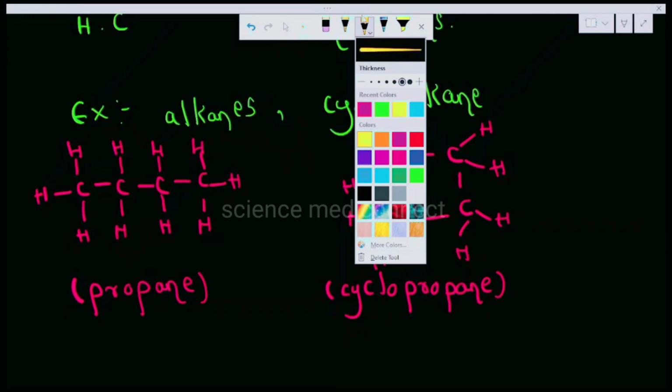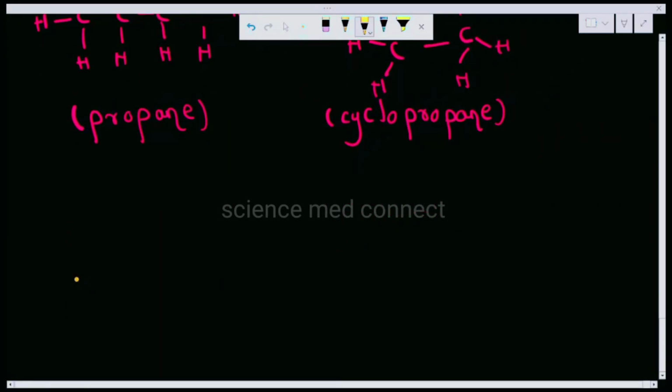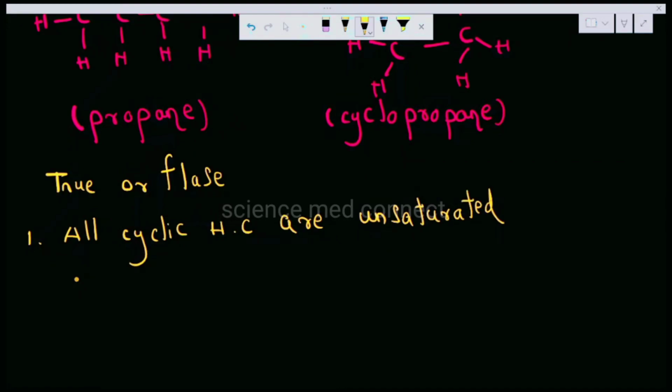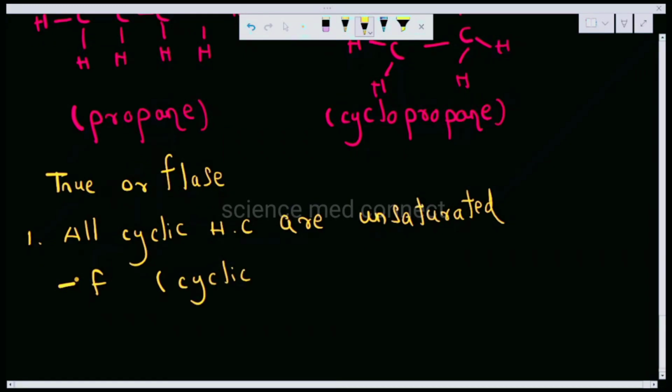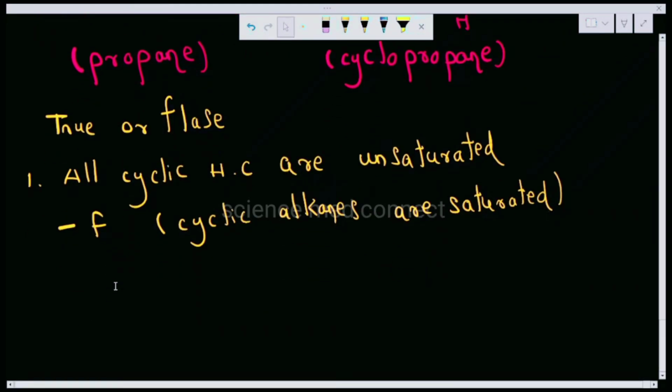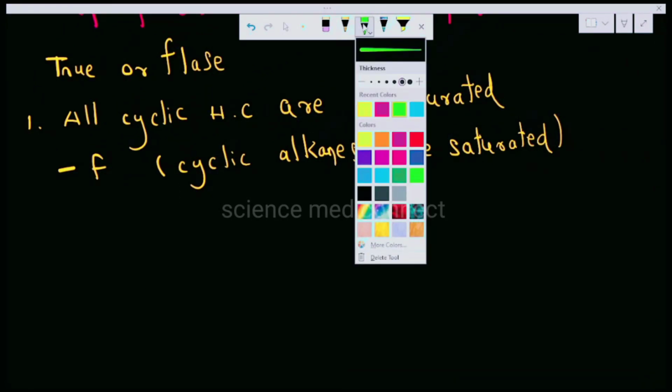So let's now test your understanding about hydrocarbons and saturated hydrocarbons. State whether this is true or false: all cyclic hydrocarbons are unsaturated. Is this true or is this false? The answer is false. We know cycloalkanes are saturated. So cycloalkane is a hydrocarbon. So this statement is false.